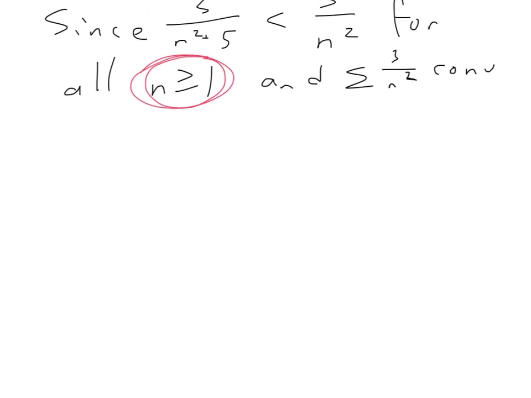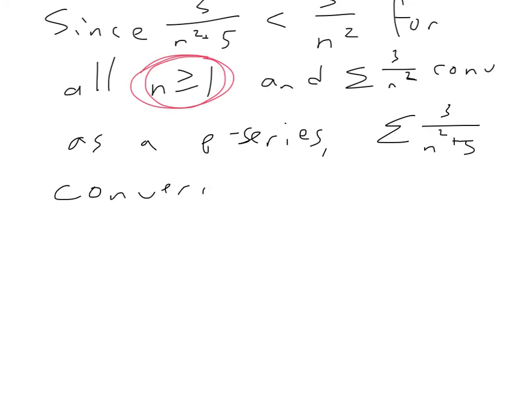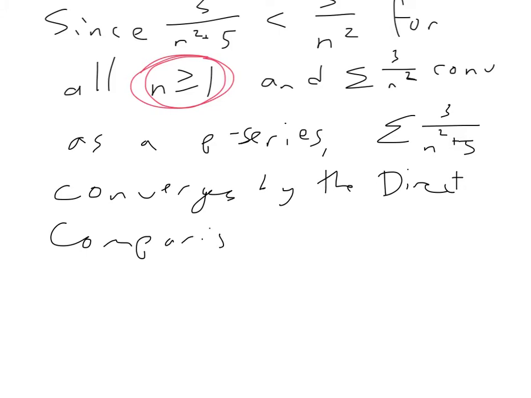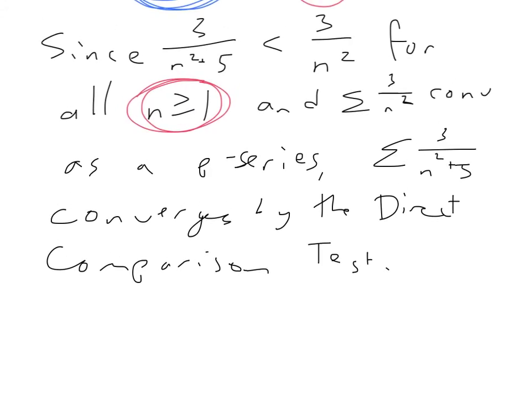as a p-series, then we can say the sum of 3 over n squared plus 5 converges by the direct comparison test. Sorry for my horrible handwriting there, but I wanted to get through it quickly. This type of writing is what I want to see for effectively every one of these problems. We need to write out in a sentence or two, in explicit detail, why this test is working. Why are you using it? What causes it to work?